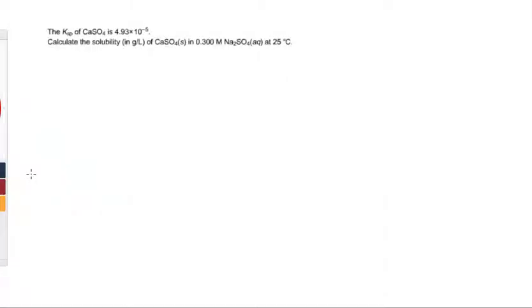Okay, so we have a KSP of calcium sulfate of 4.93 times 10 to the negative 5. Calculate the solubility in grams per liter in a 0.3 molar sodium sulfate aqueous solution. So grams per liter is going to be found after we found the moles per liter.